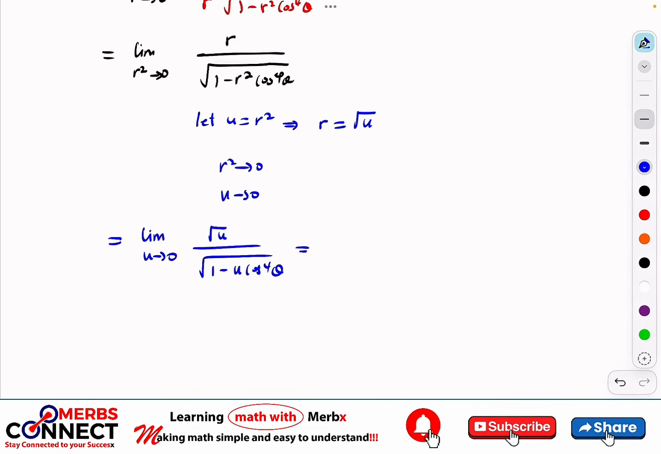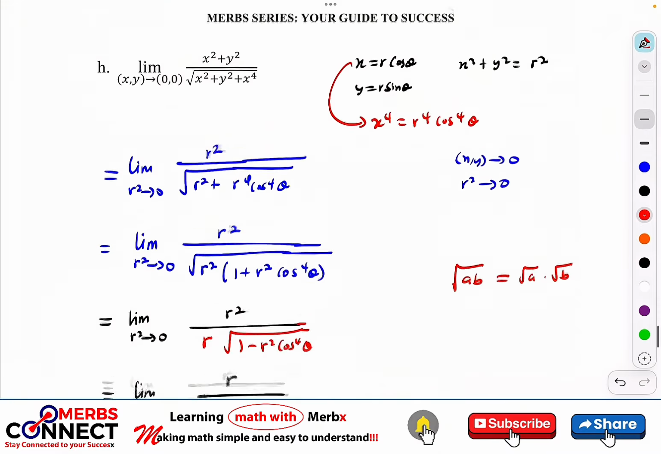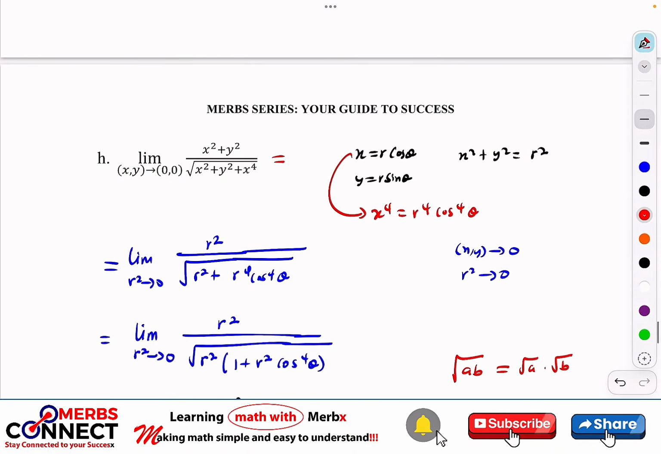Now what can we do? Let's try and plug it in and see what is going to happen. So let's do direct substitution first. So set U to be equal to 0. Square root of 0 divided by square root of 1 minus 0 times that is going to be 0. Top will be 0 divided by square root of 1, and 0 over 1 is going to give us 0. We are interested in making sure that the denominator is not 0. So this is going to give us 0.